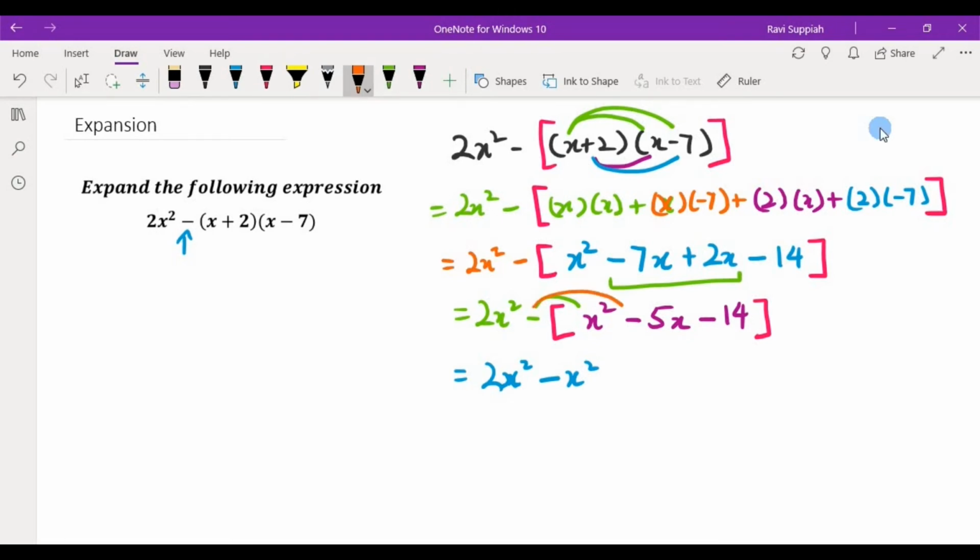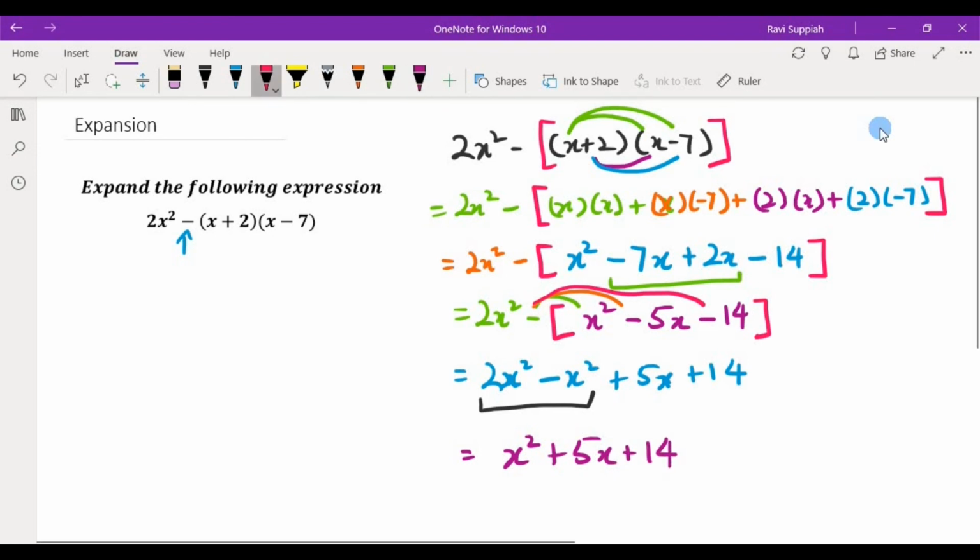Negative multiplied by negative, I get positive 5x. Okay, and finally negative multiplied by negative, I get positive 14. Okay, and since you have two x squared terms here, we can combine them together to have x squared plus 5x plus 14, and that is the final answer over here.